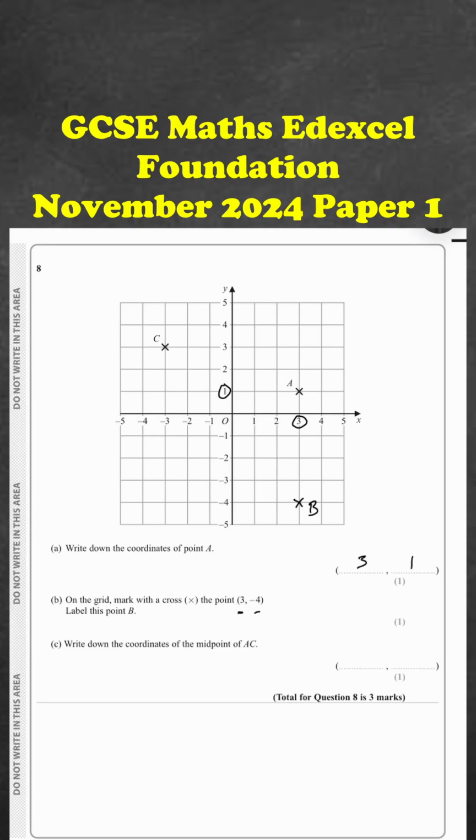And part C, write down the coordinates of the midpoint of AC. So we can see that to get from A to C, you have to go up 1, 2 squares, and you have to go across 1, 2, 3, 4, 5, 6 squares. So for the midpoint, you'll only need to go up 1, and you'll need to go across 3. So if we started at (3, 1), and we go 1, 2, 3 across to here, and 1 up, this is our midpoint, (0, 2).